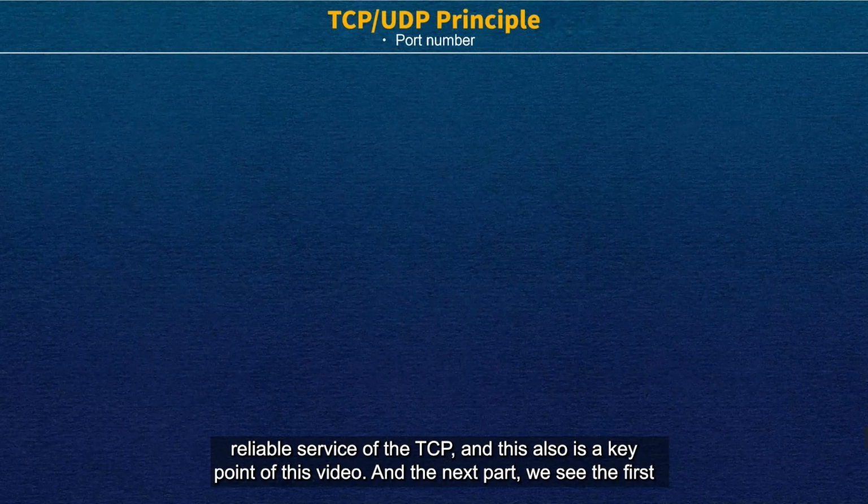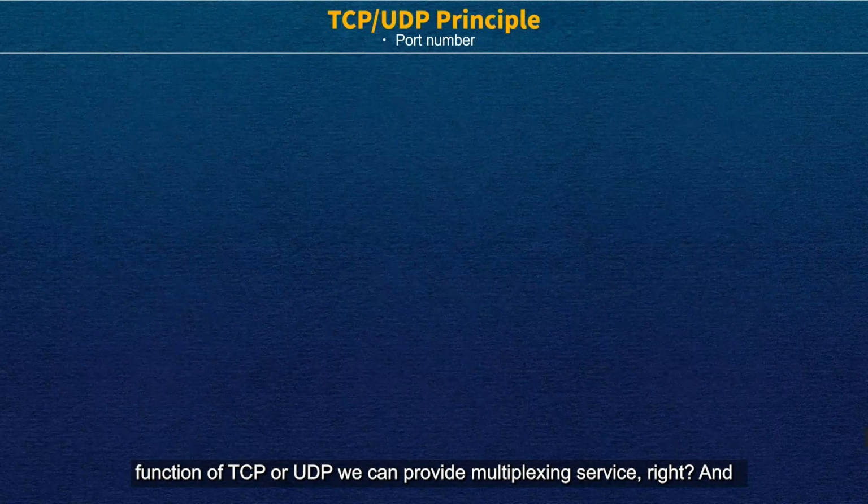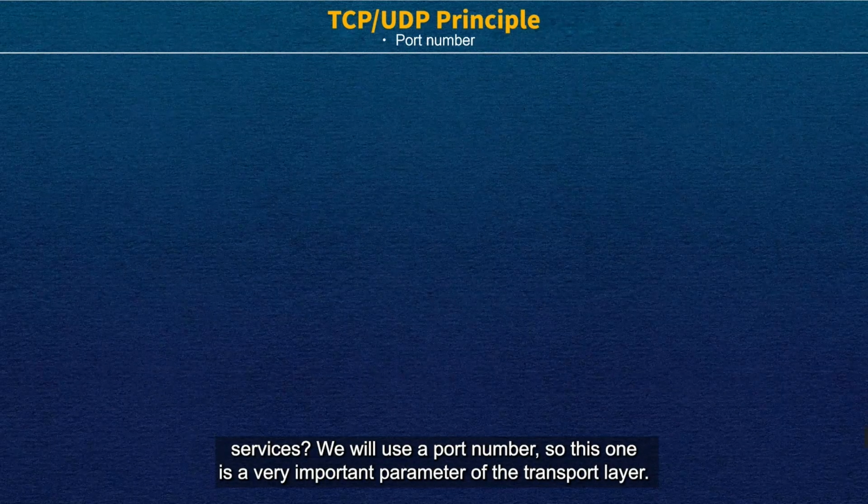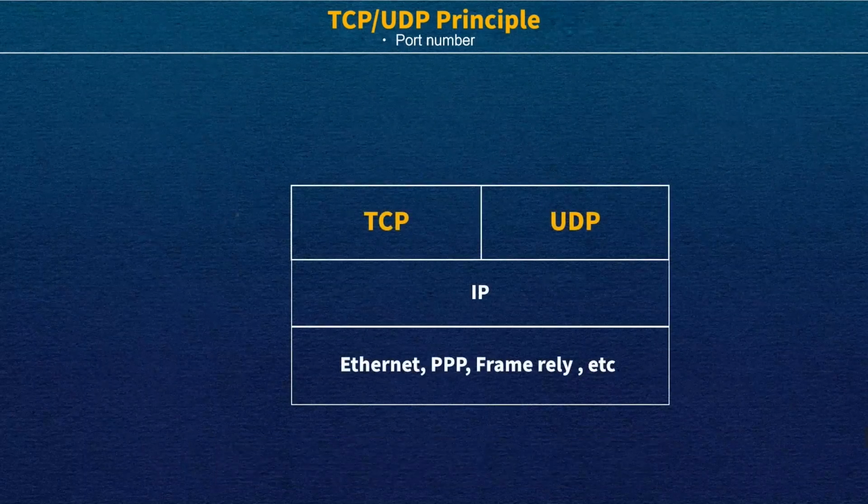And next, we see the first function of TCP or UDP. We can provide a multiplexing service, right? We can indicate different services on the same hardware. And to distinguish different services, we use a port number. So this is a very important parameter of the transport layer.